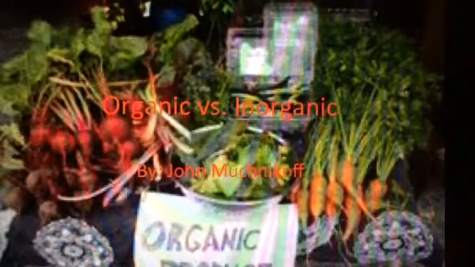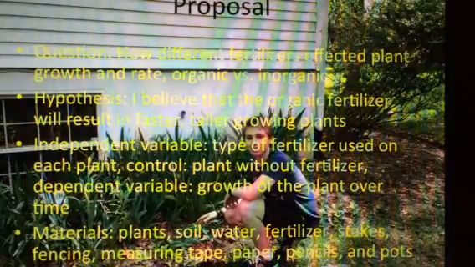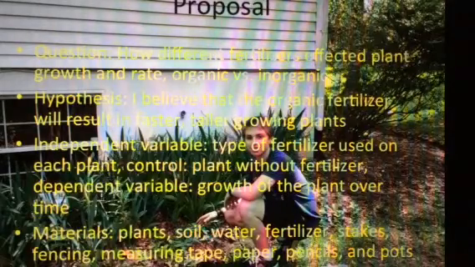Organic versus Inorganic by John Muchnikov. The proposal for this experiment.